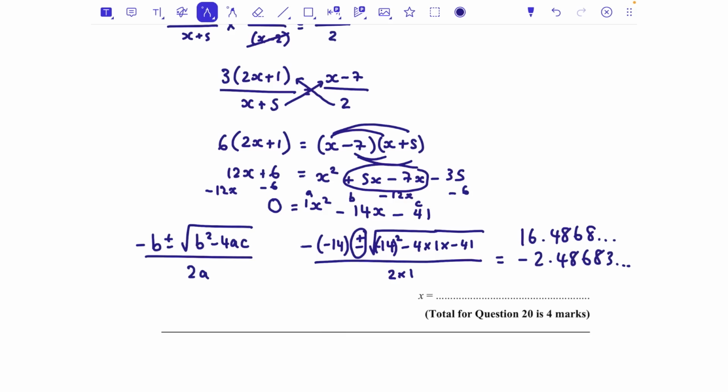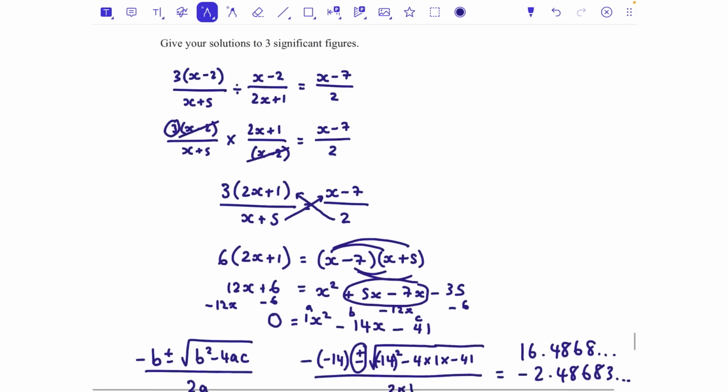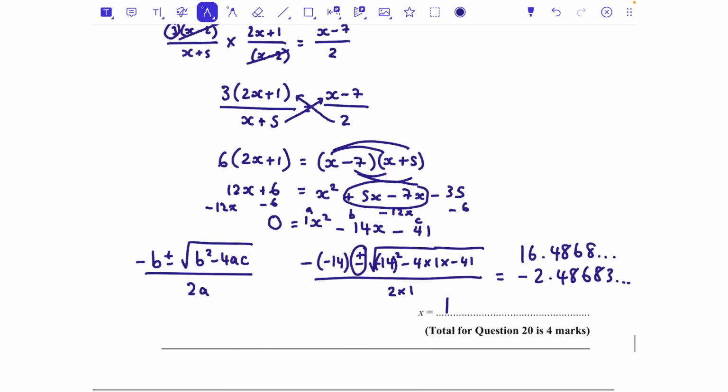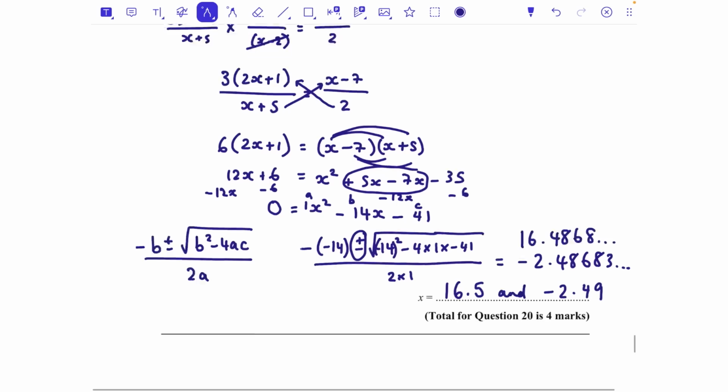2.48683. So we're going to write our answers to 3 significant figures as they said. So that's going to be 16.5 and minus 2.49. There we go. 3 significant figures for each. And that was 4 marks.